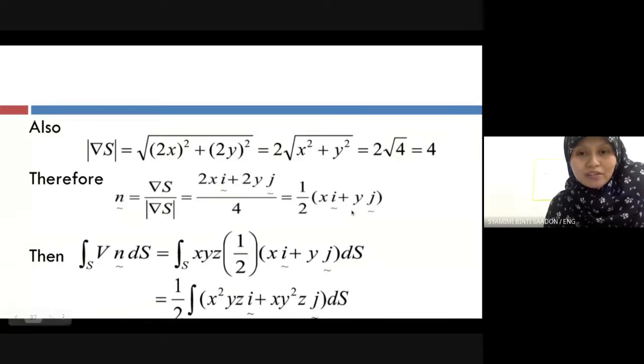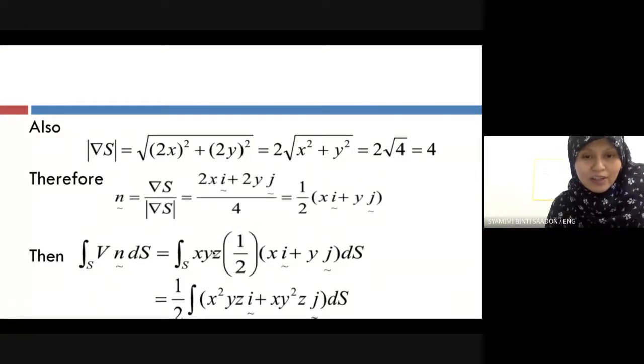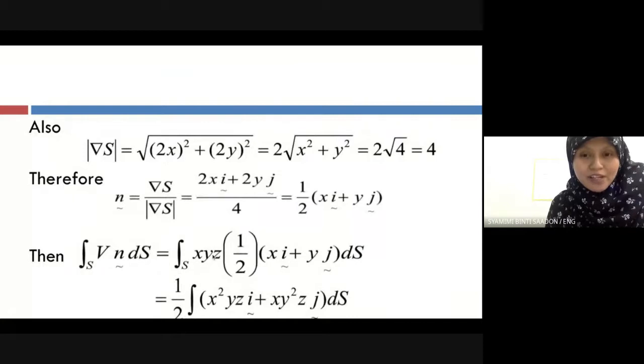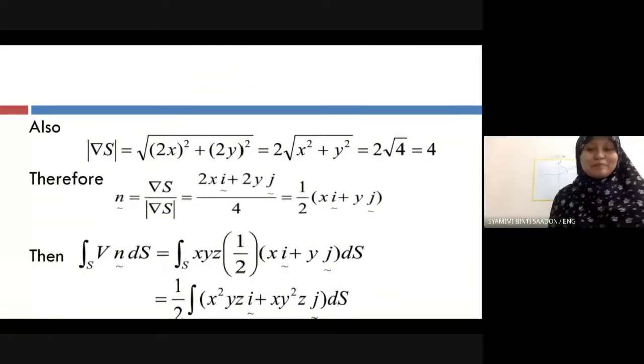So to find n, we have this value: n is the gradient of S over the magnitude of the gradient of S. Now that we have n, we copy back the V from just now. V is xyz, xyz dS. So just multiply all of this, and you get 1 over 2 x squared, etc. Okay, so just integrate this like a normal integration.